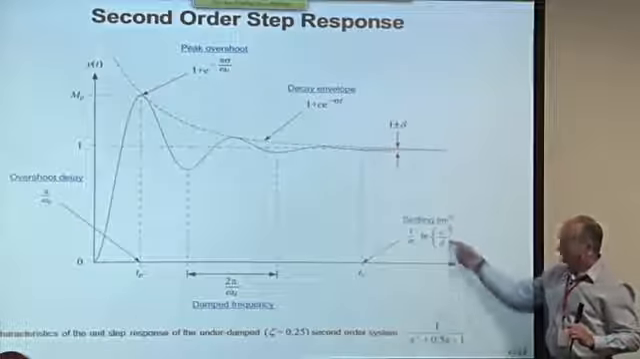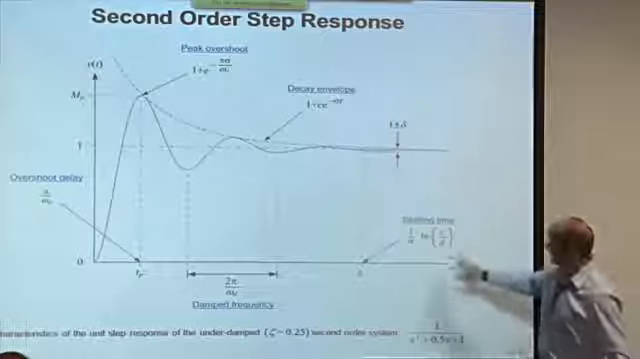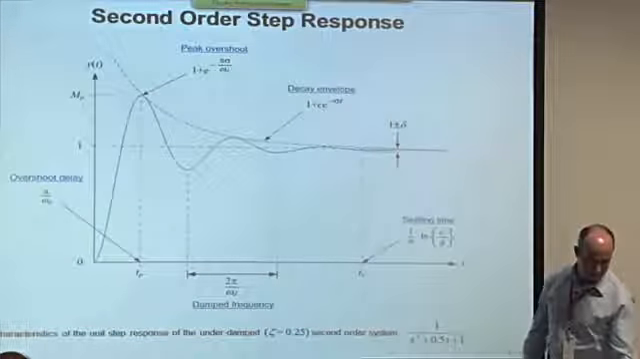I mention this because this is one of the errors that appears in the book, unfortunately, and embarrassingly. But this is correct. This is the correct formula for a second-order system.